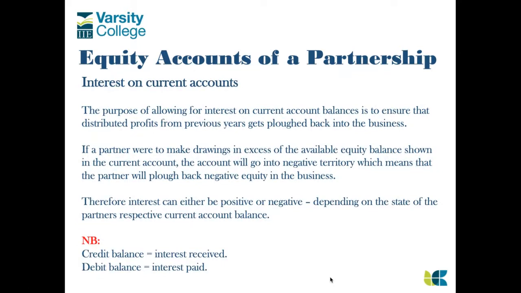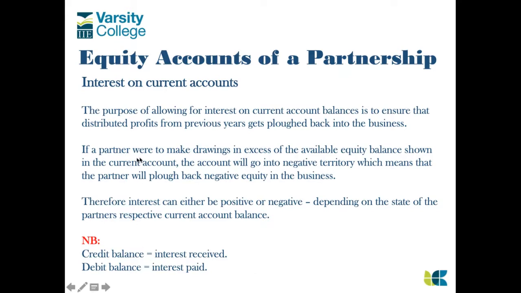Okay, the purpose of allowing for interest on current account balances is to ensure that distributed profits from previous years get plowed back into the business. Okay, so here they're encouraging that we keep money in the business so that the business can use those funds. Instead of me withdrawing those profits and obviously spending them, they want to encourage that we pour money back into the business. And how are they doing that? Giving me interest on my current account.